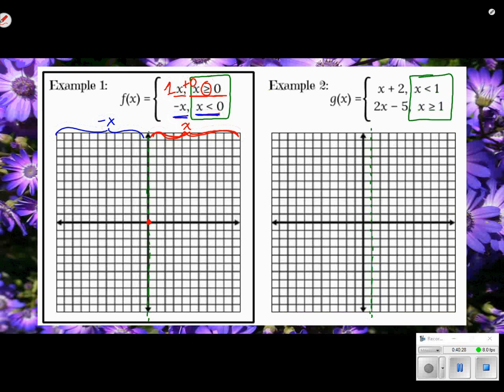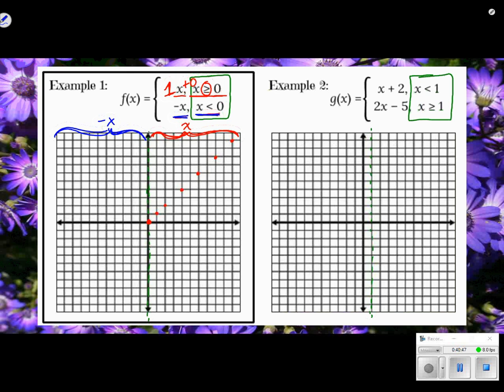The slope of this line is one, so I'm going to go up one, right one, up one, right one. You can go up two, right two, but you just keep going. There's no restriction to the right. But I can't go down one, left one, down one, left one. I can't be over here because this is space for the blue function.